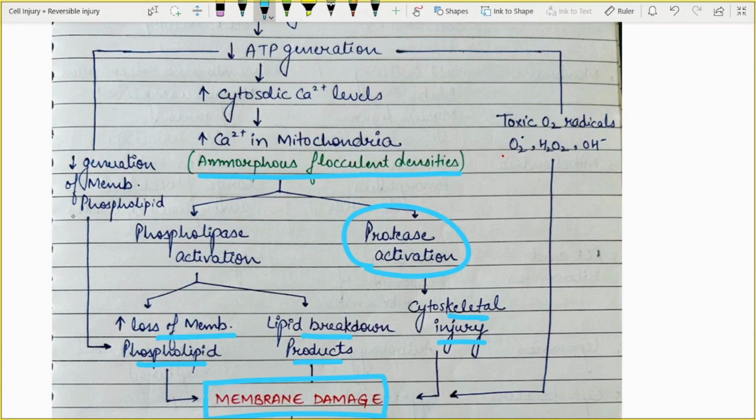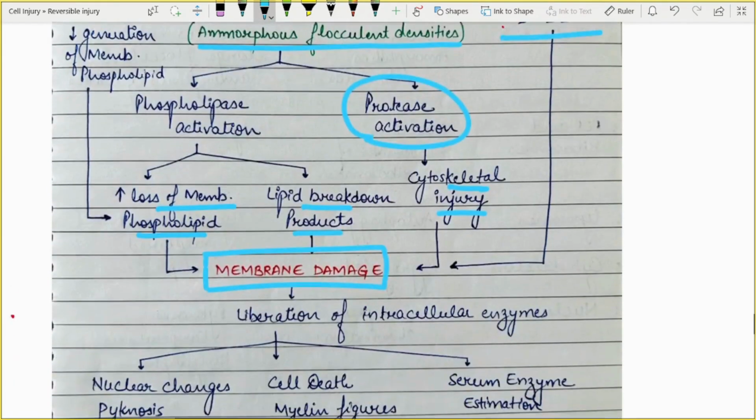phospholipid. Decrease in membrane phospholipid will lead to increase in loss of membrane phospholipid, and that will further lead to the membrane damage. Again, decrease in ATP generation will lead to increased formation of free radicals, that is superoxide, hydrogen peroxide, hydroxyl, that will directly lead to the membrane damage.